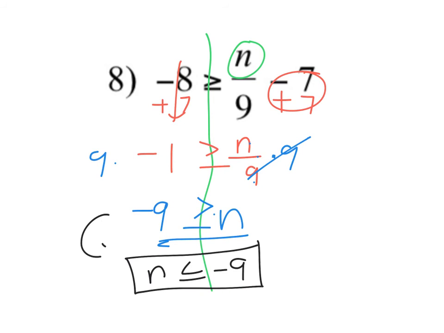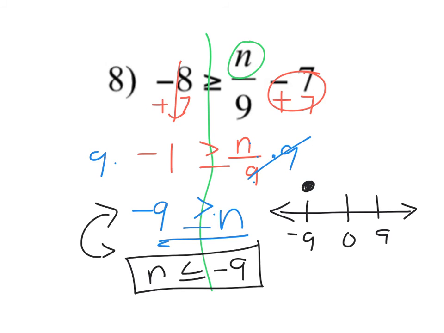This is flipping it here. This is one of the trickiest parts. You just got to be really careful with it when you make your number lines. Okay, there's my 9 and my negative 9. This is going to be a closed circle above the negative 9. And n is smaller than, so it will go that way.